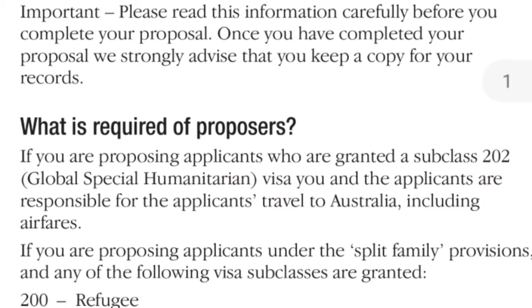If you are proposing applicants under the split family provisions, and any of the following visa subclasses are granted: 200, Refugee; 201, In-Country Special Humanitarian; 203, Emergency Rescue; 204, Woman at Risk.